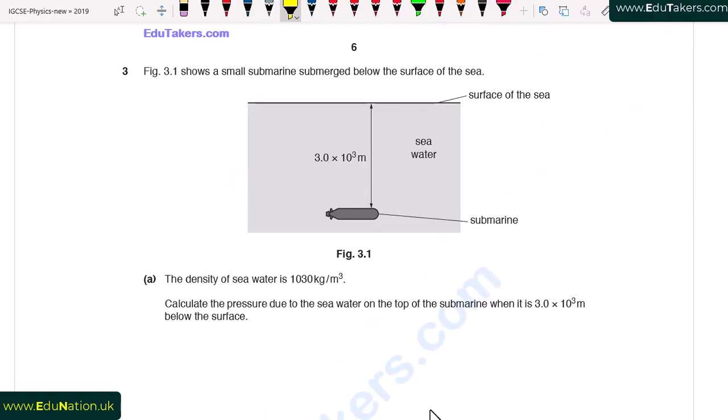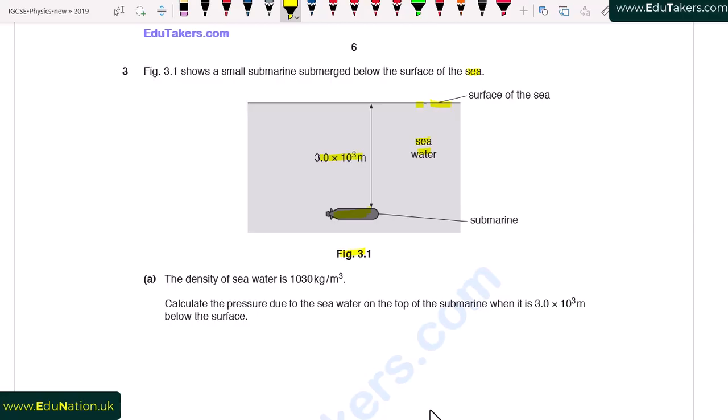Question number 3. Figure 3.1 shows a small submarine submerged below the surface of sea. So here is figure 3.1 and we can see the sea water, the surface of the sea water, and the position of the submarine. The distance of the submarine from the surface of sea is 3.0 × 10^3 meters.